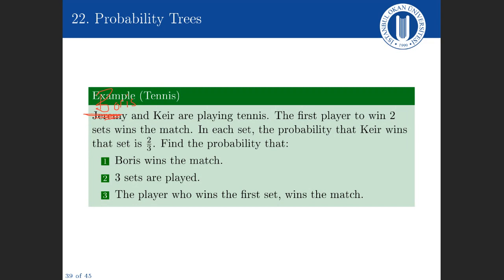We're asked 3 questions. Question 1: find the probability that Boris wins the match. Question 2: find the probability that 3 sets are played. Question 3: find the probability that the player who wins the first set also wins the tennis match.